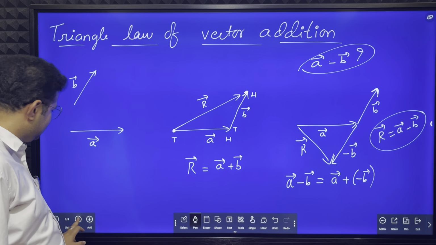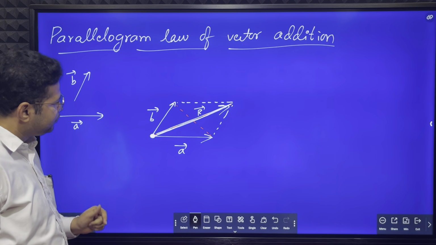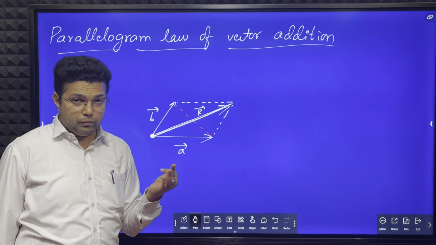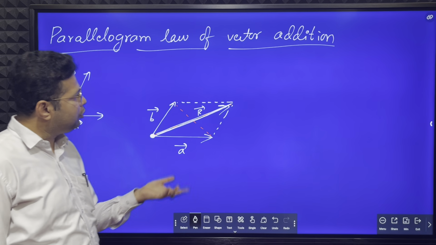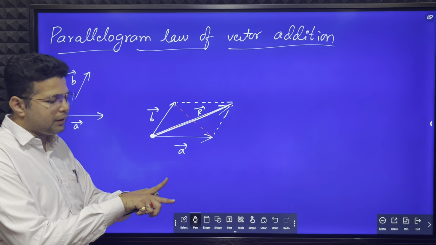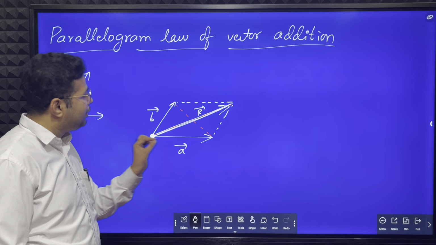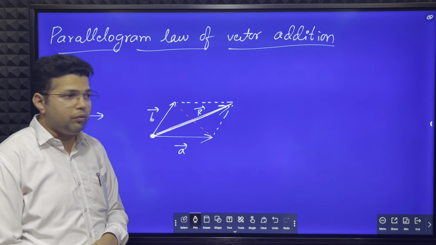Triangle law, parallelogram law. Correct? Both triangle law and parallelogram law can be used to add two vectors graphically. Both will give the same answer. What is parallelogram law of vector addition? If two vectors are represented by two adjacent sides of a parallelogram, then the diagonal of the parallelogram starting from the common initial point will give you the vector sum.